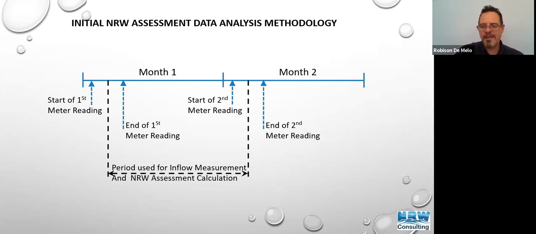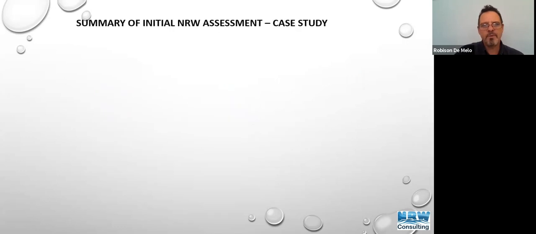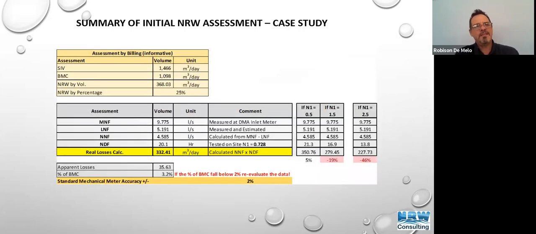And for that, we can have a summary of our initial NRW assessment. In this case, we have our SIV, our system input volume, of 1,466 cubic meters per day. Our billed metered consumption gave us 1,098 cubic meters per day. So we have NRW by volume of 368 cubic meters per day, and NRW by percentage of 25%.